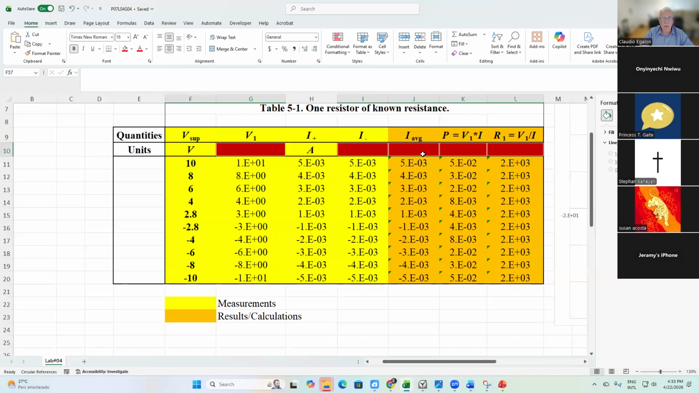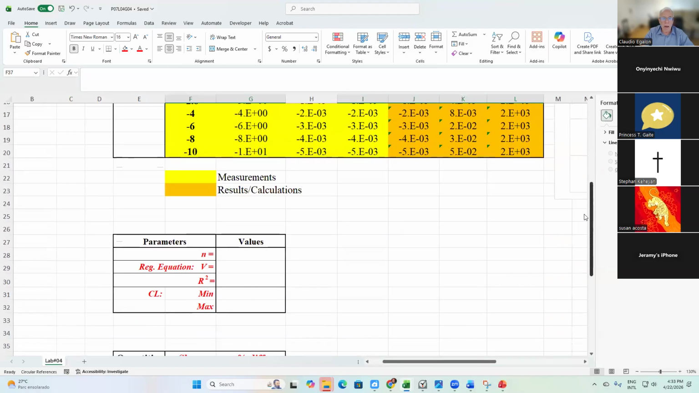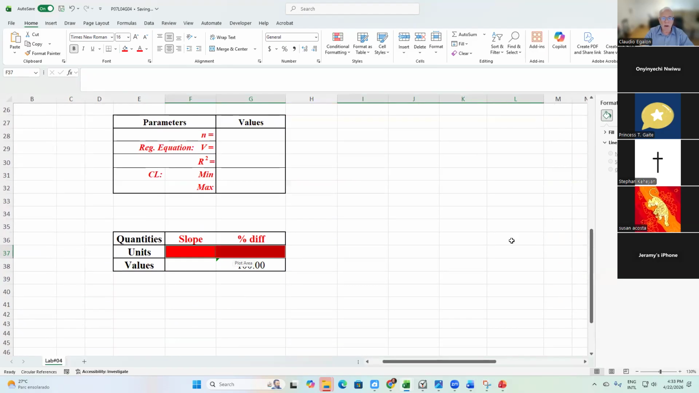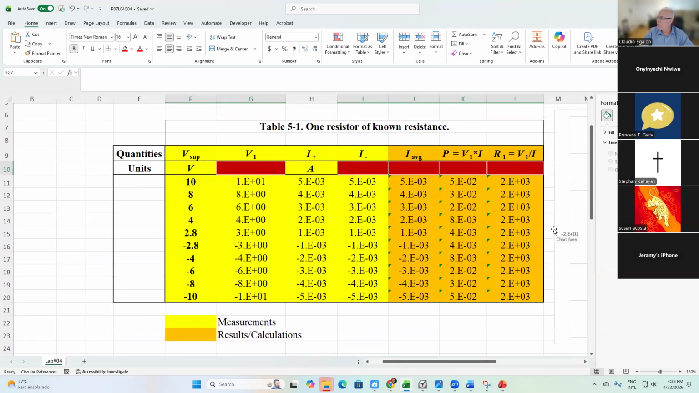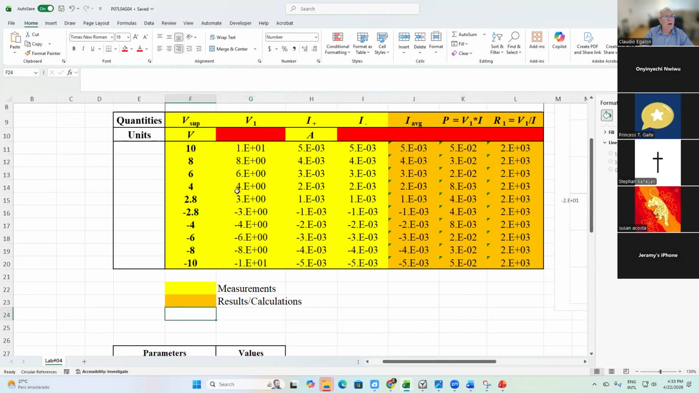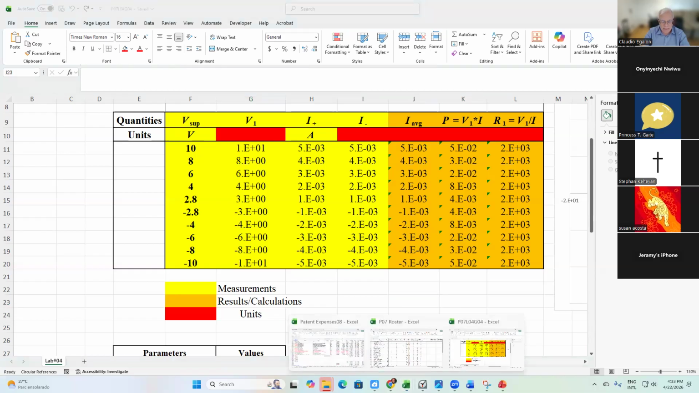So you have 1, 2, 3, 4, 5, 6, 7 cells to write down the units. Write down the units, okay? Make sure you start working on the units. Let's see, I'm gonna even put that color code here. Units. Color code for you. Next.